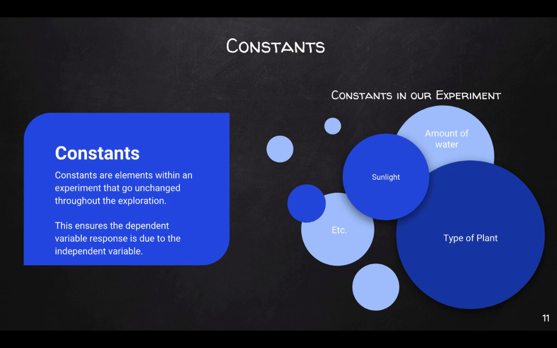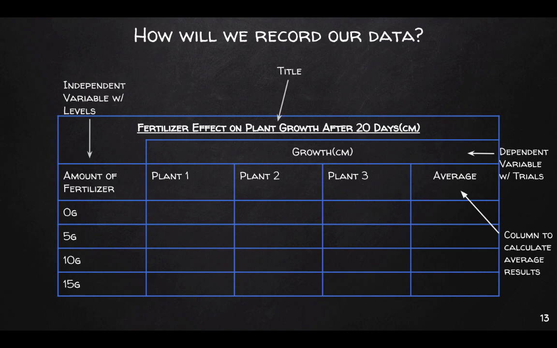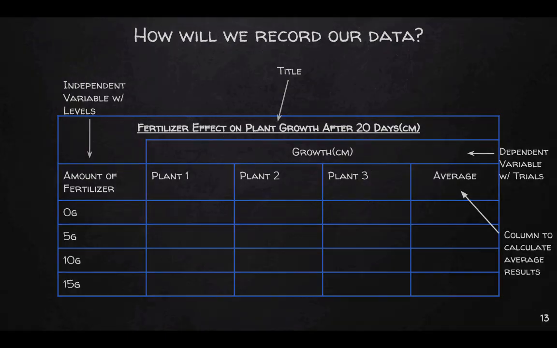But before we can collect our data, we need somewhere to put it. For my experiment, I wanted to see how the fertilizer affects plant growth over a period of time. In my data table, I split up the growth by days so that I can measure the change over time. I just care about reliable results, so I did multiple trials for each treatment. Calculating the average for those trials would give you even more accurate data.